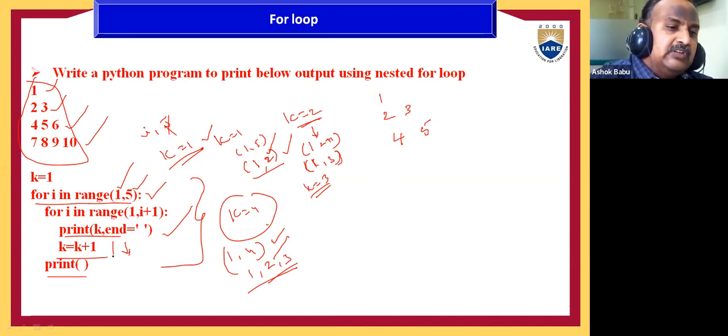Next, come down. So k is incremented from 5 to 5 plus 1. 5 plus 1 means the new k value is 6. So it will print the 6 here.